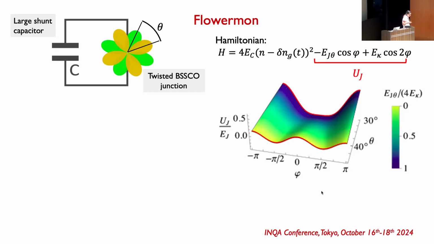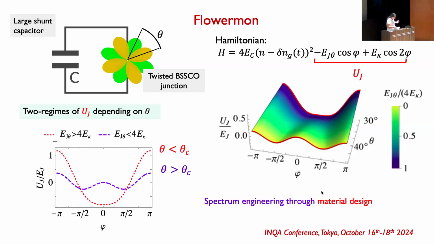And what are the interesting features? When you have a small twisting angle, you essentially have a transmon, so a single well cos phi potential. But when you increase the twisting angle, these terms start to become dominant, and the system develops a double well potential. So effectively, you are engineering your spectrum by engineering your many body wave function. I'm engineering the spectrum through material design. Essentially I have a critical angle above which I have this double well, and below which I have just the transmon. And this critical angle depends on the ratio between the Josephson energy at zero twist and the 2 Cooper pair tunneling energy.